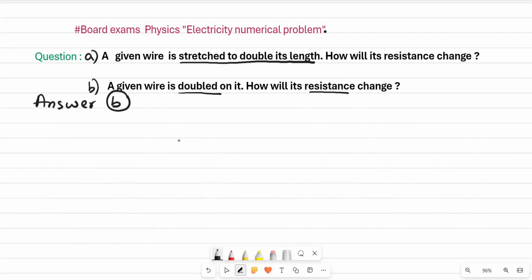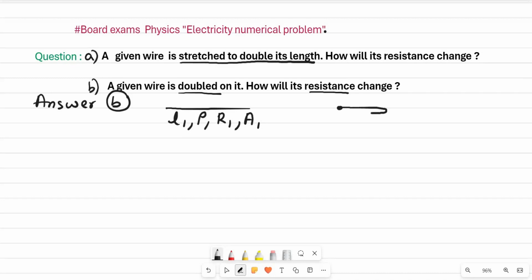Now coming to the second question, which looks very similar to the first question, but it is not so. The second question is, a given wire is doubled on it. So let the given wire be this one, whose length is L1. It is of a certain material, so it has a resistivity of rho. It has a resistance of R1 and a certain thickness A1. This wire is doubled on it. See the second diagram that I am drawing.